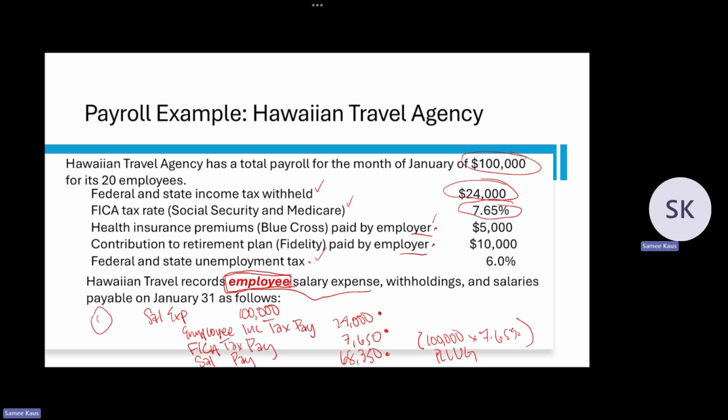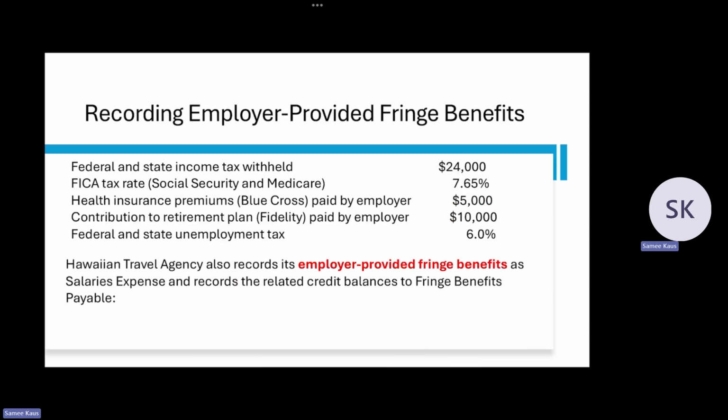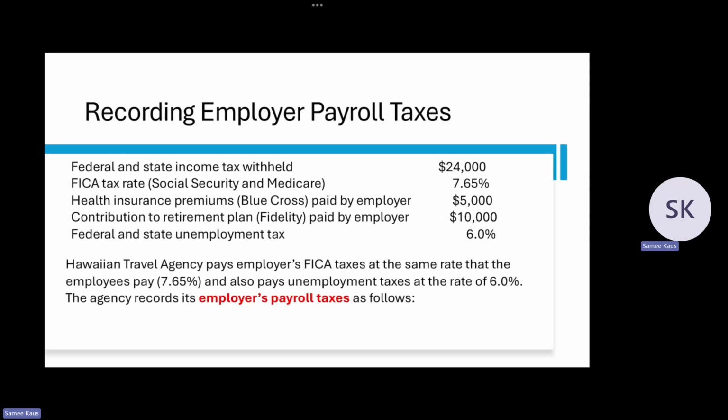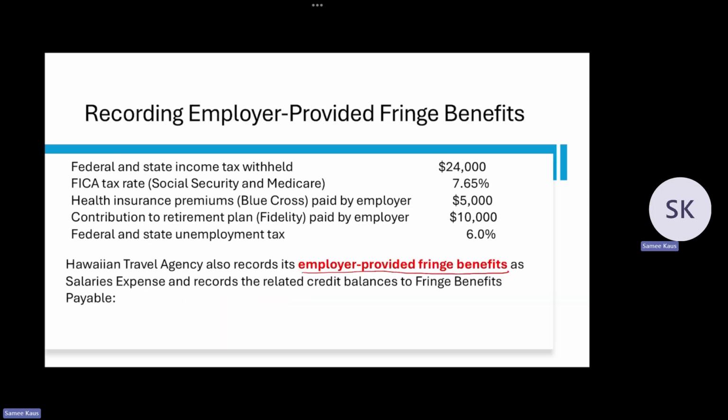So my first journal entry is always my employee. Make sure you don't try to combine any of these things, okay? Because now this next journal entry is when I start looking at my employer provided fringe benefits. So let's see here. How do we go about doing something like this? Again, the employee is responsible for that. Employer and employee are responsible for FICA taxes. But I don't think FICA tax is really a benefit. It's just a tax that they have to pay.